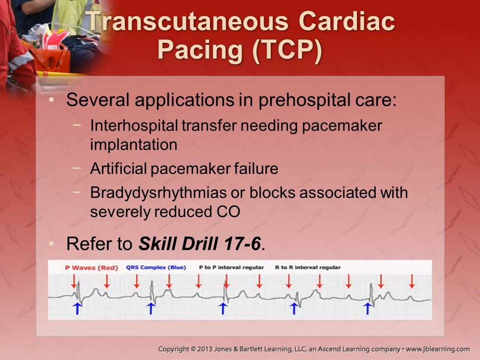Most commonly, the most emergent are going to be our bradydysrhythmias or blocks associated with severely reduced cardiac output. I just showed this picture because it shows where the pacer spikes would go. A pacer spike is going to go on the P if it's an atrial pace, and it's going to go just before the QRS complex if it's a ventricular pace. Okay?